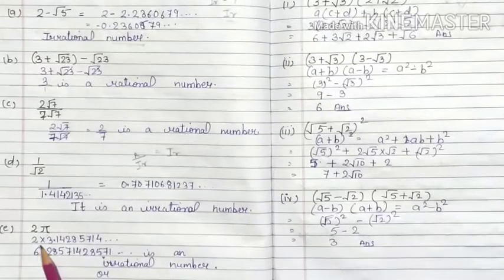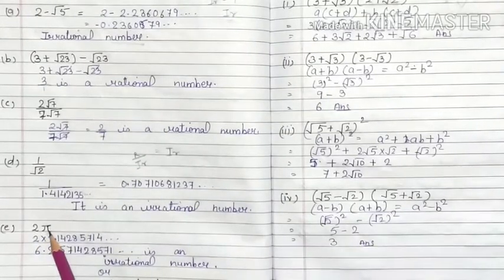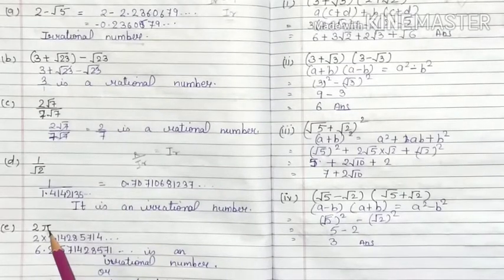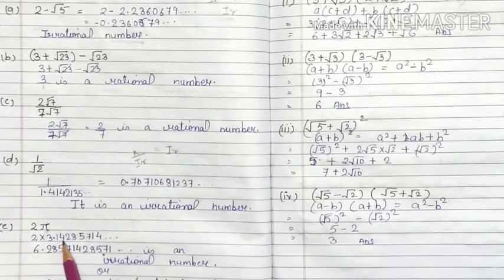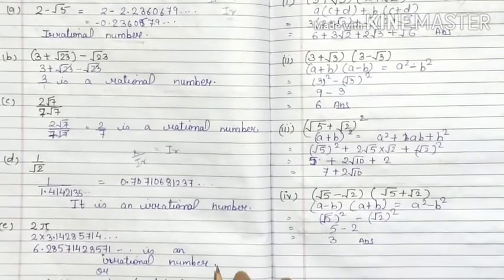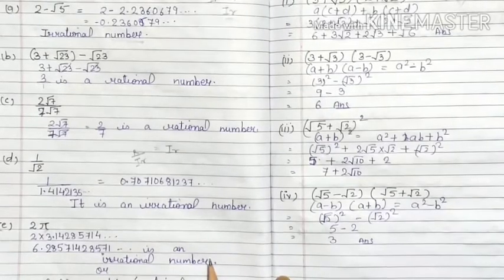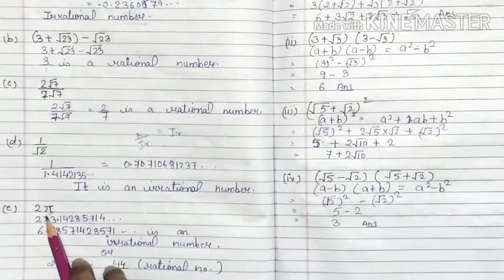E. 2 pi. What is the value of pi? It is 22 by 7 or 3.14. Okay. When we take 3.14, the answer will be irrational. But when we take 22 by 7, the answer will be rational. So, the number can be rational, otherwise it can be irrational.